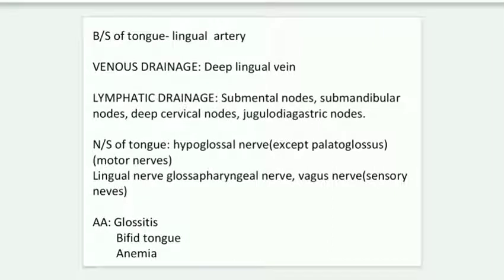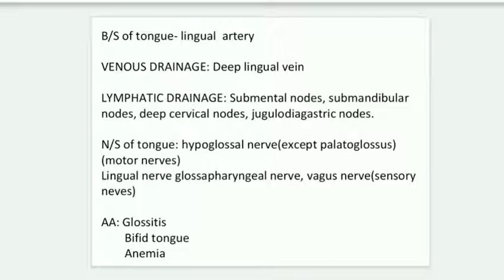Next, the applied aspects. Glossitis may cause inflammation and may also lead to mouth ulcers. Next, bifid tongue, which is due to failure of fusion of the lingual swellings. Next, anemia, which is due to atrophy of the filiform papillae. These are the applied aspects of the tongue.